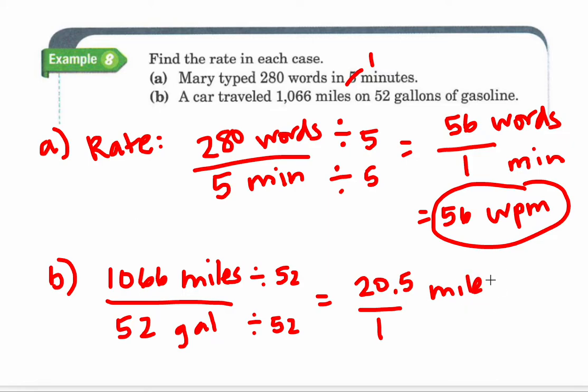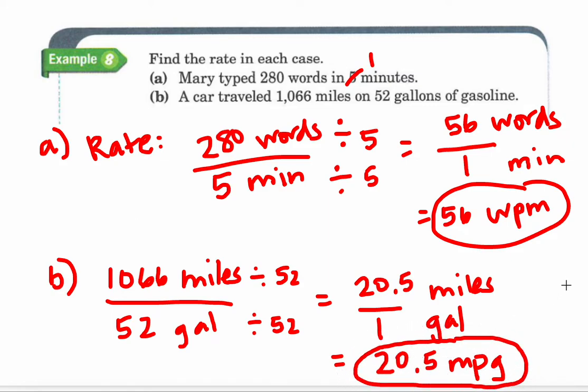Miles is on top, we didn't touch, and gallons on the bottom. So this would be 20 and a half miles per gallon, or MPG. Each car actually has what's called an MPG, and smaller cars have a higher MPG because they weigh less, so they can go farther, while trucks have a lower MPG. They don't go as far per gallon because they have to carry all that weight. So 20.5 MPG, or miles per gallon, is for this car.